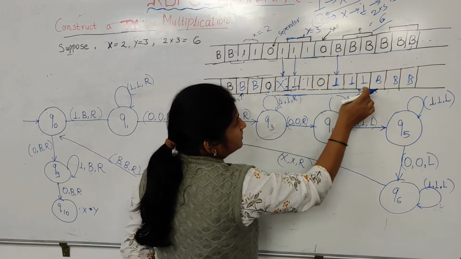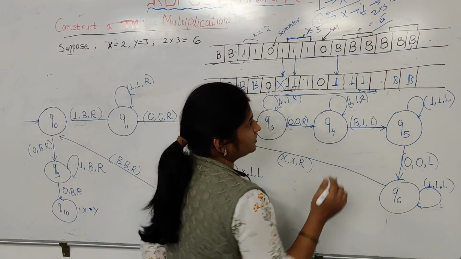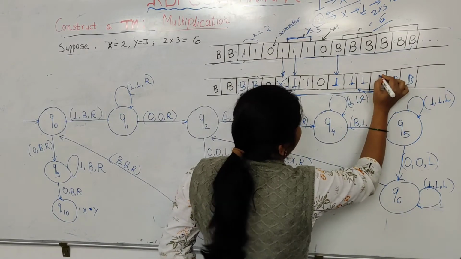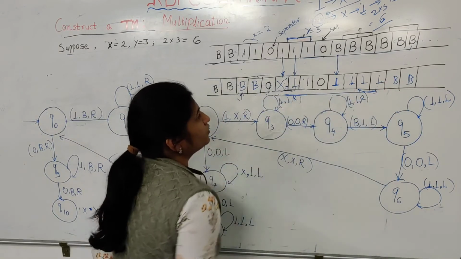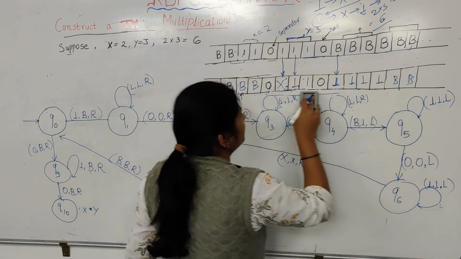All the middle symbols we have to ignore. Now as soon as we encounter the first b, we have to change it into 1. Then again we will move towards the left until we encounter what?